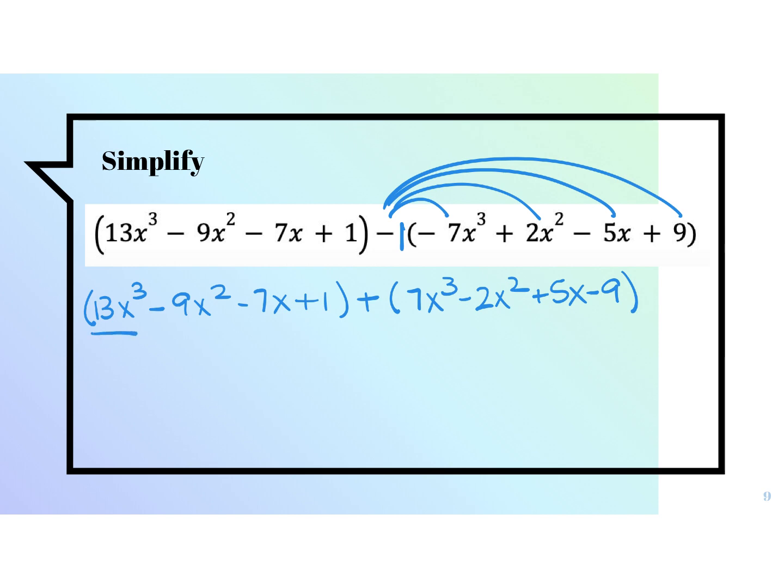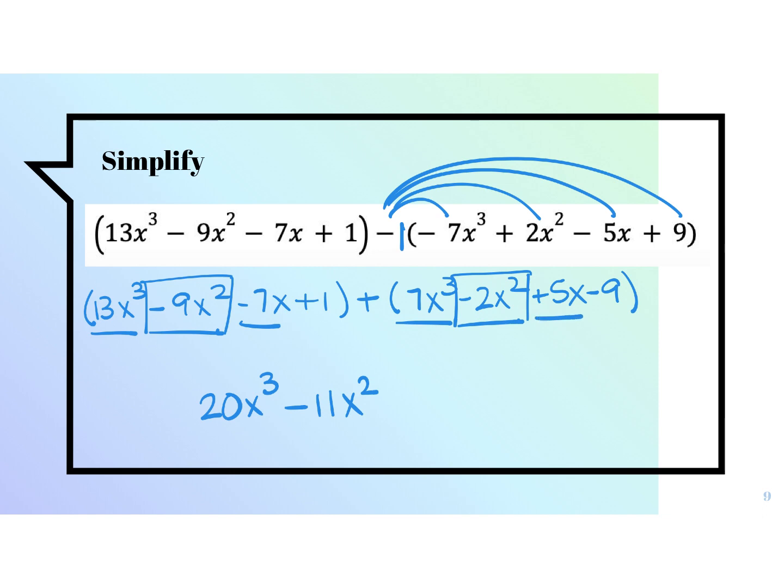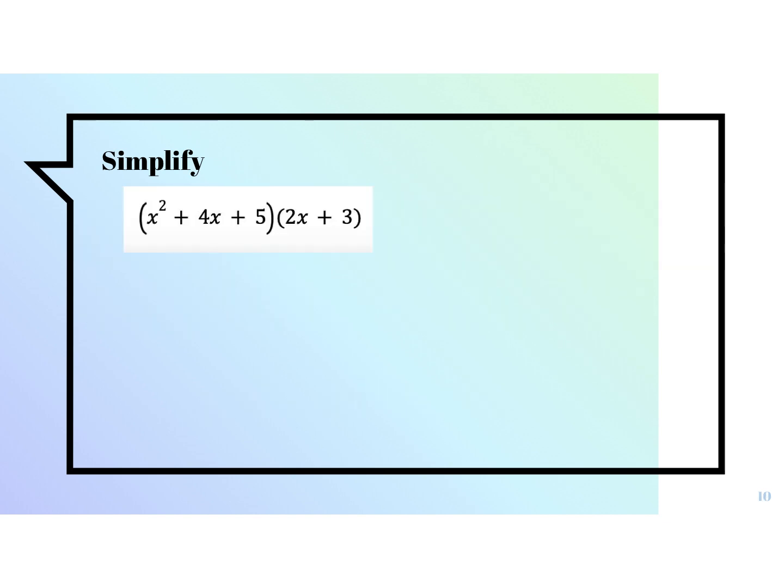So now I can combine like terms. I have 13x to the third plus 7x to the third, 20x to the third, negative 9x squared plus a negative 2x squared, negative 7x plus 5x, and then 1 plus a negative 9, negative 8. So that was all of our adding and subtracting.